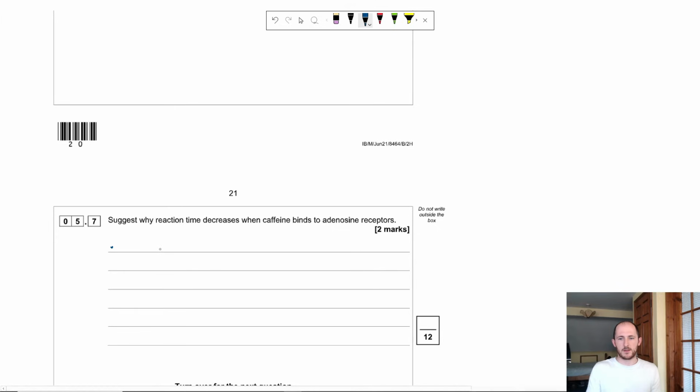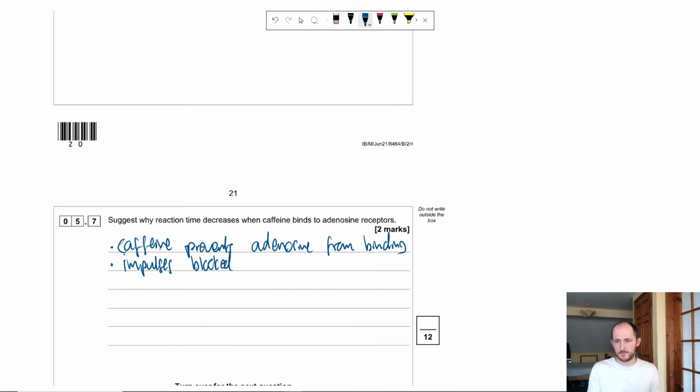Okay? So caffeine prevents adenosine from binding, which means fewer impulses are blocked. So impulses are blocked less. So the impulses are more frequent.